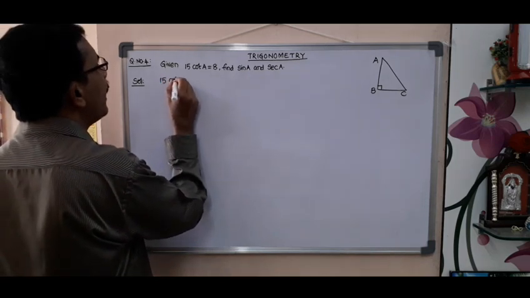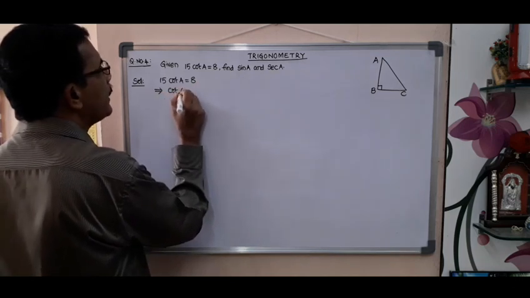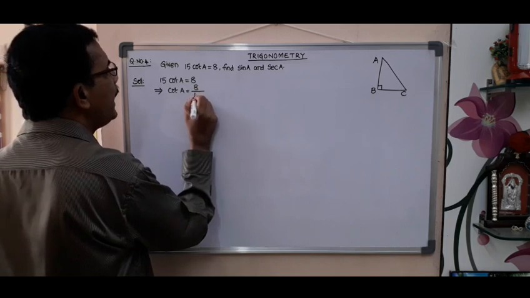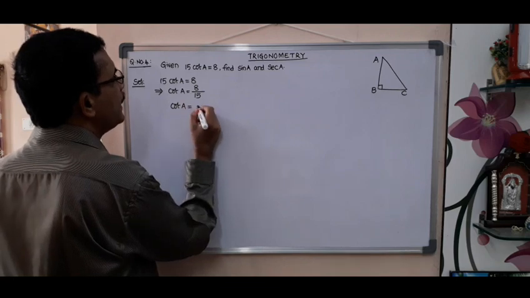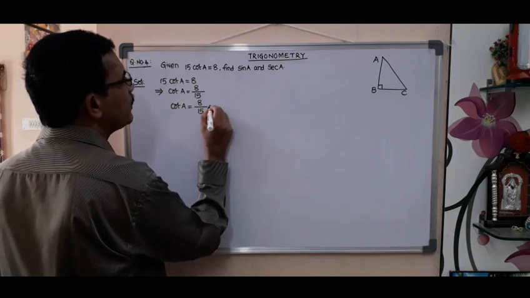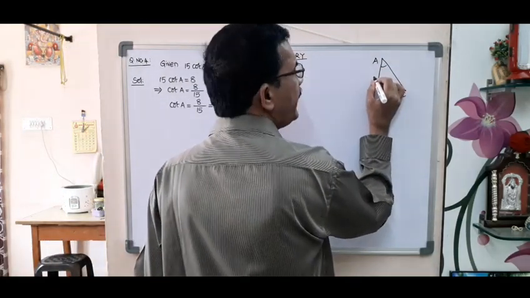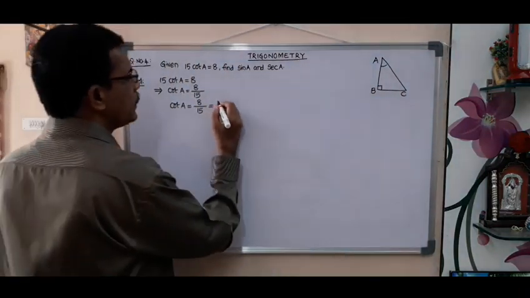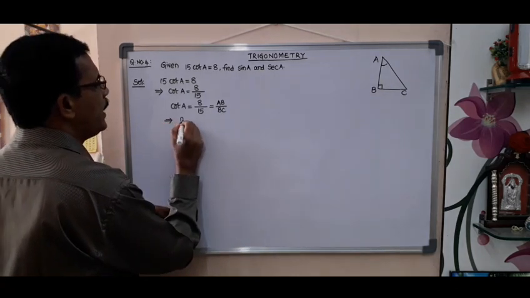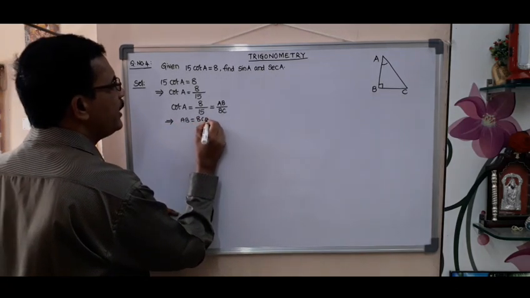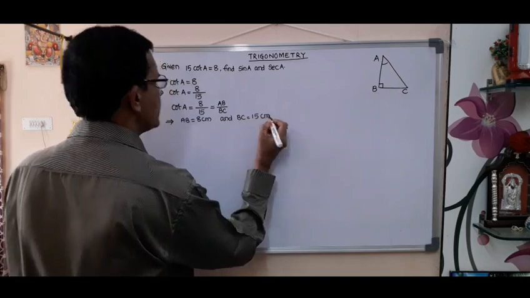15 cot A is equal to 8 implies cot A is equal to 8 by 15. Cot A definition. Cot A is equal to 8 by 15. That is equal to cot theta definition with respect to A, adjacent side to theta by opposite side to theta. So AB by BC implies AB is equal to 8 centimeters and BC is equal to 15 centimeters.